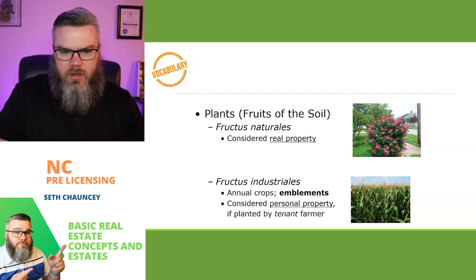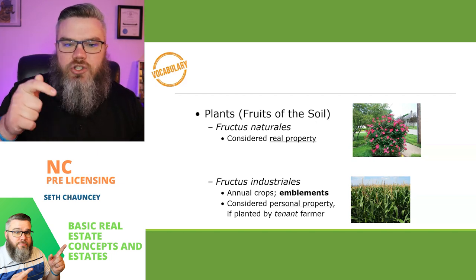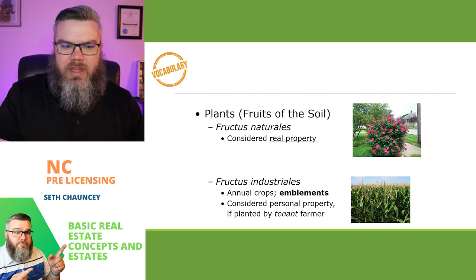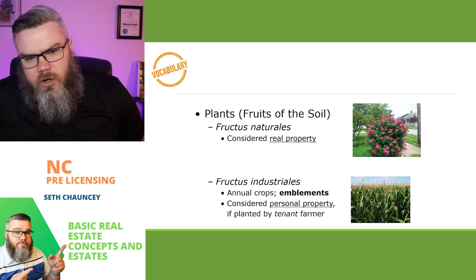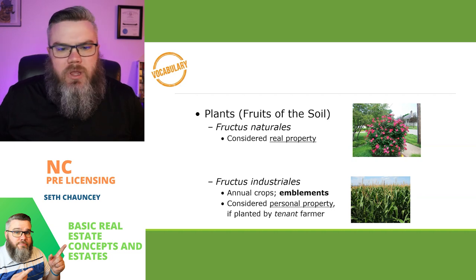They stay. The opposite of that is what we call Fructus Industrialis. Notice that word. It's fruits of industry. Things that you make money with. Crops. And so your corn crops, your cotton, your potatoes, your soybean, whatever it may be.